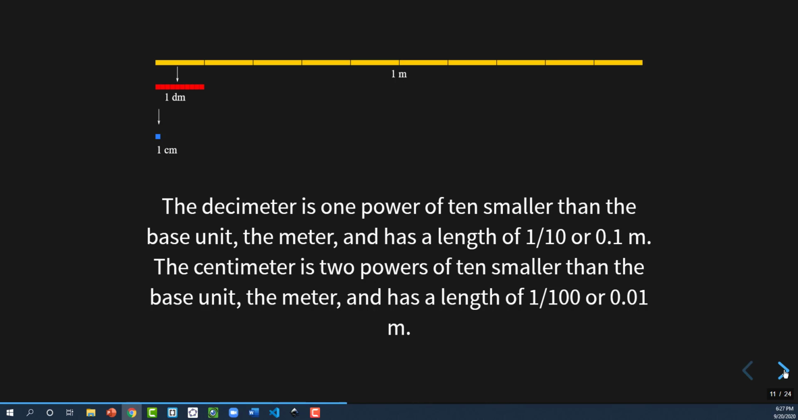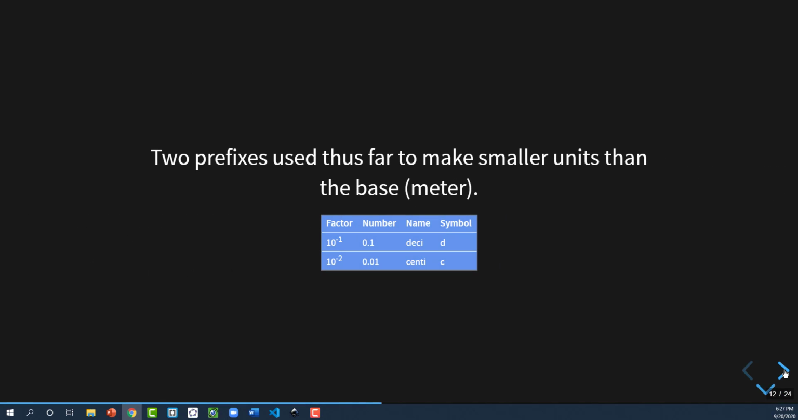Now look at the relationship we've established so far. The base unit is the meter. 10 times smaller than that would be the decimeter. 10 of these red bars would fit into this gold one. Or 10 times smaller than that would be the centimeter. So we would say that a decimeter is 1 power of 10 smaller than the meter. But a centi is 1 power of 10 smaller than the decimeter, or 2 powers of 10 smaller than the meter. Let's see if we can get used to this in a table form.